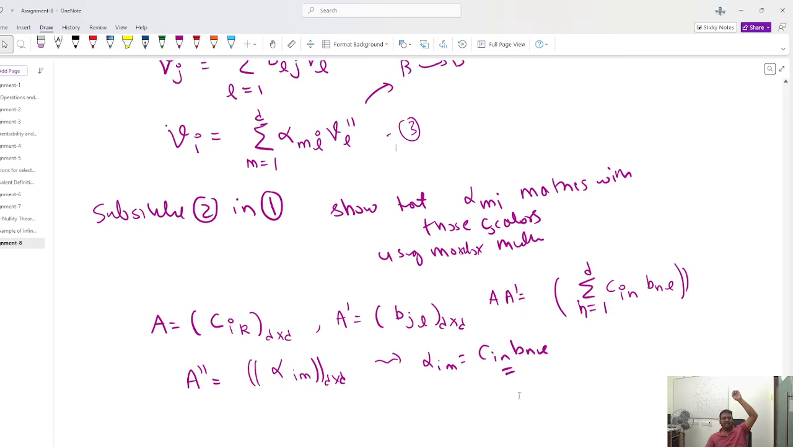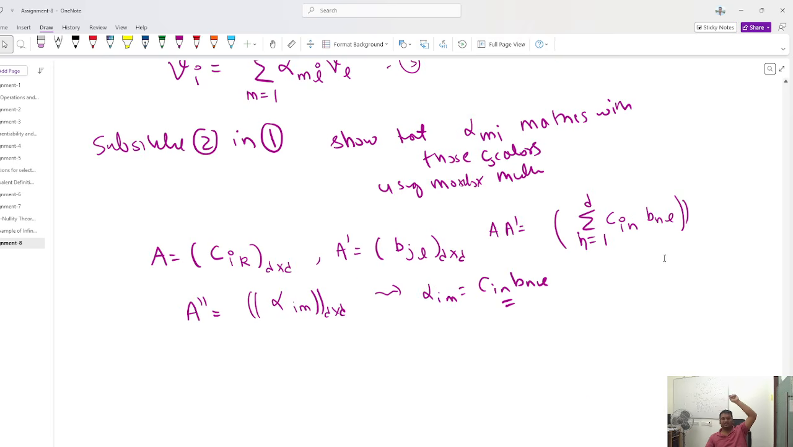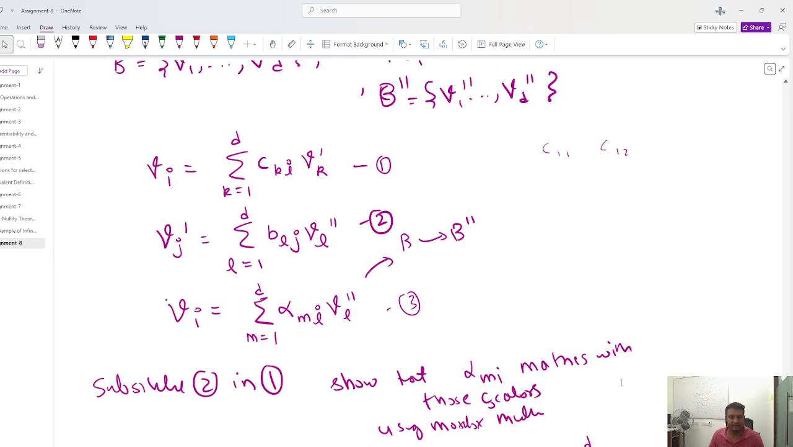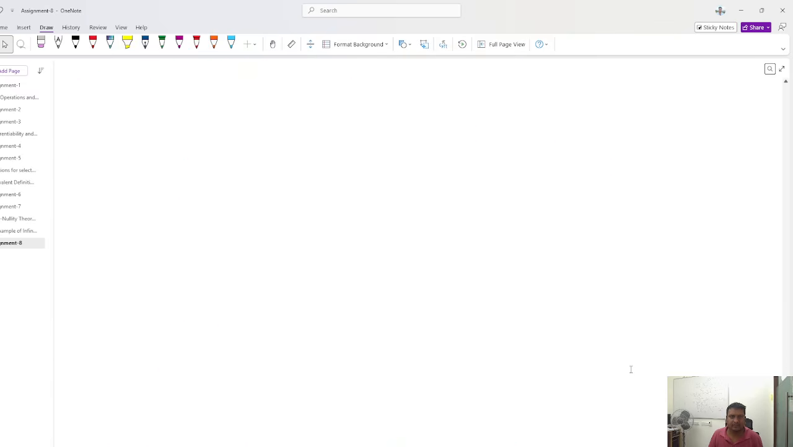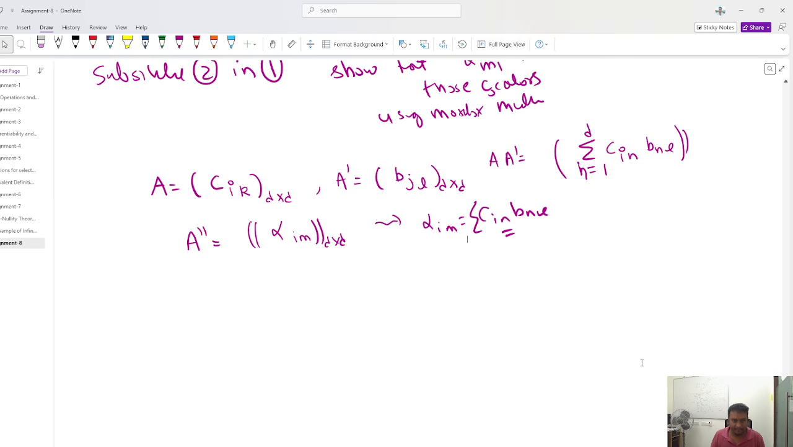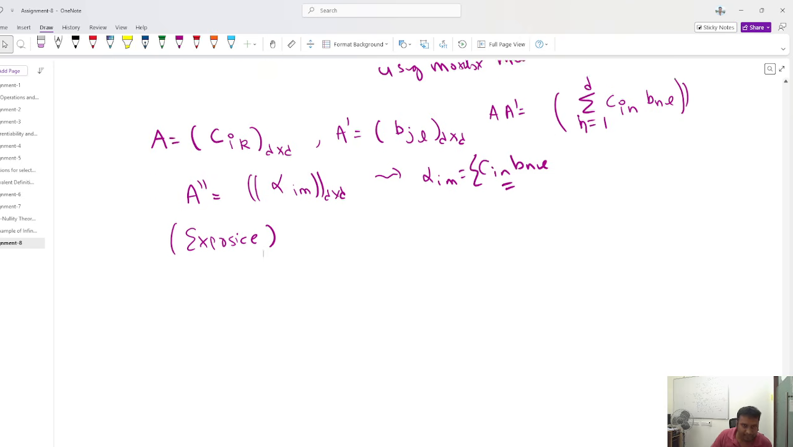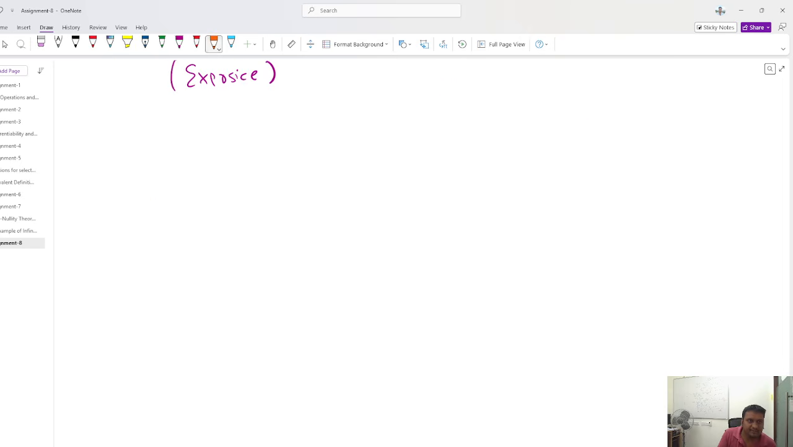And using the linear independence, we will get that these two scalars are equal, like we have done above. So this I will leave as an exercise. Essentially, this is the idea. There's nothing much.